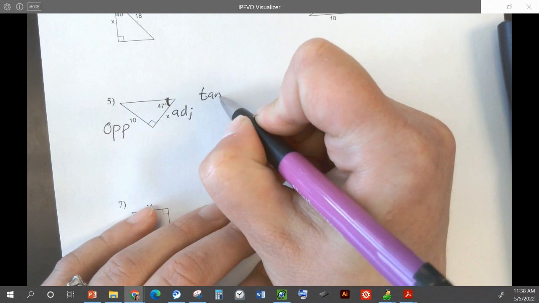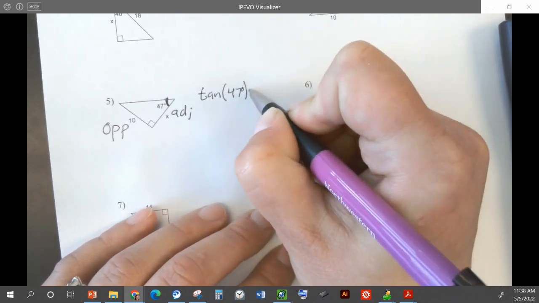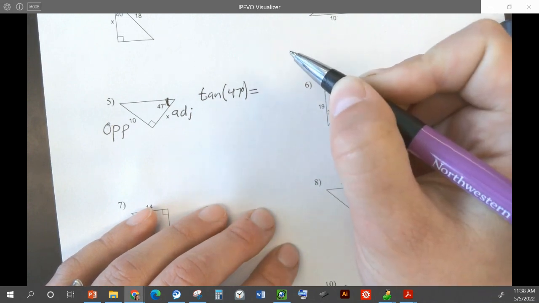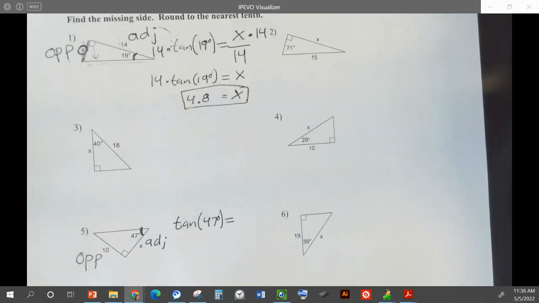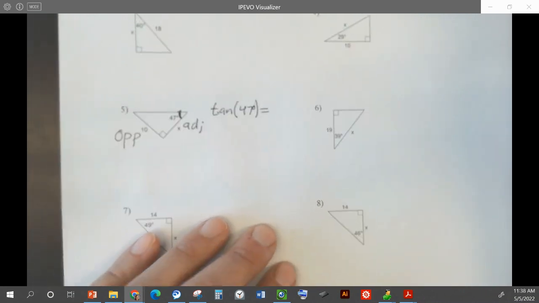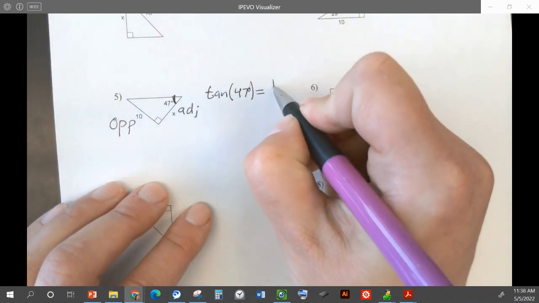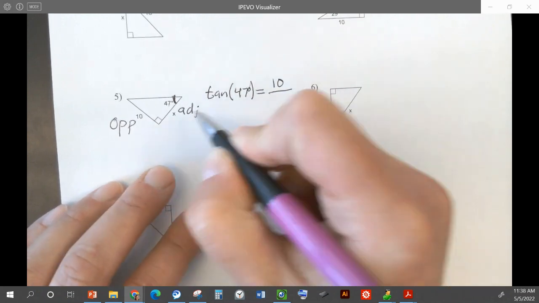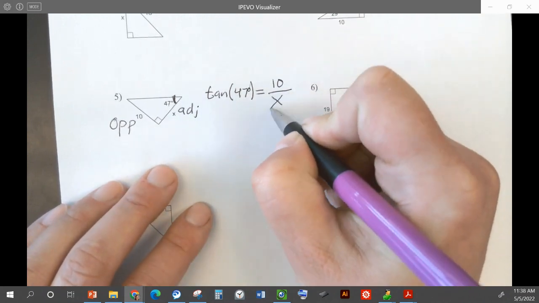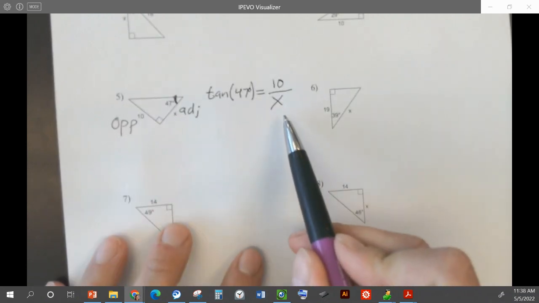So I'm going to write that out. I'm going to say tangent of the angle 47 is, and then I can look at my notes up here. It says tangent is the opposite side on top over the adjacent side. So I'm going to scoot back down here. So I need the opposite side, which is 10, over the adjacent side, which is x. So right now, the x is on the bottom.